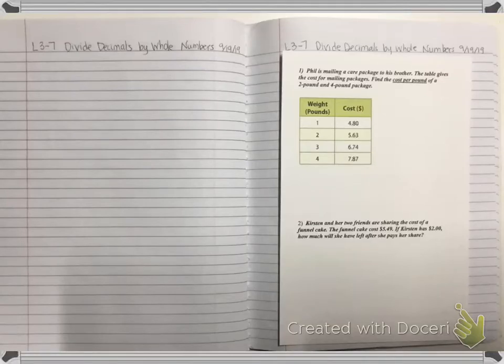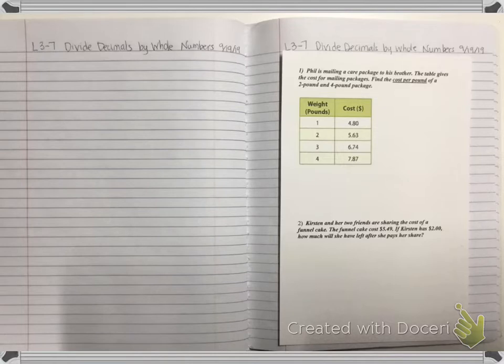Hey guys, wanted to show you what your note should look like. 2 pages tonight. Titled Lesson 3-7, Divide Decimals by Whole Numbers. And today's date is 9/19/19. Apparently, I wrote the wrong year in yesterday's notes, so I apologize for that.